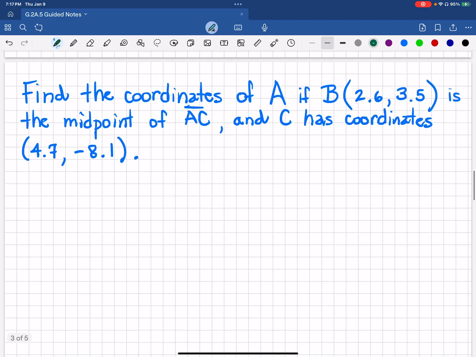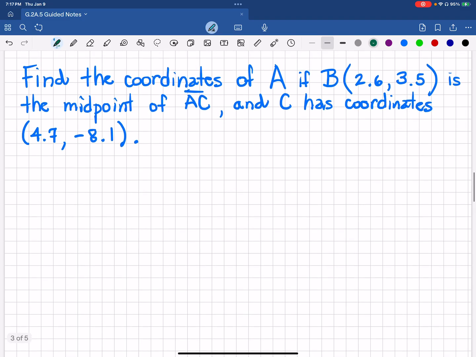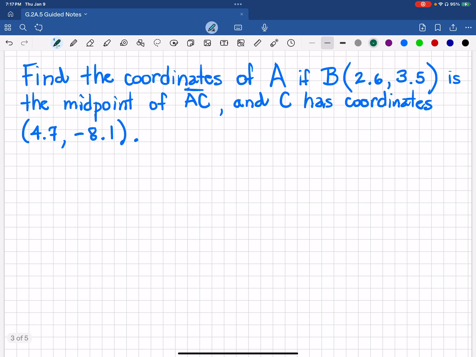Let's use that same process on another example. The example reads, find the coordinates of A if B, which is 2.6, 3.5, is the midpoint of AC, and C has the coordinates of 4.7 and negative 8.1. So that we can visualize this, I'm going to draw a line segment. We have A, we have C, and then B is our midpoint.